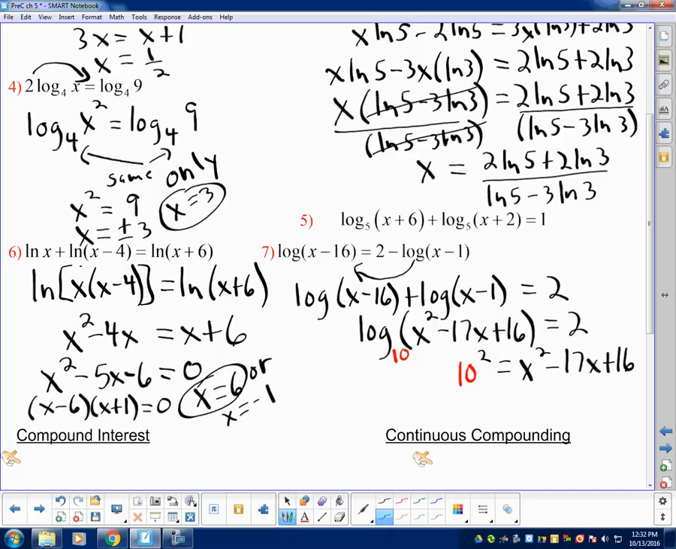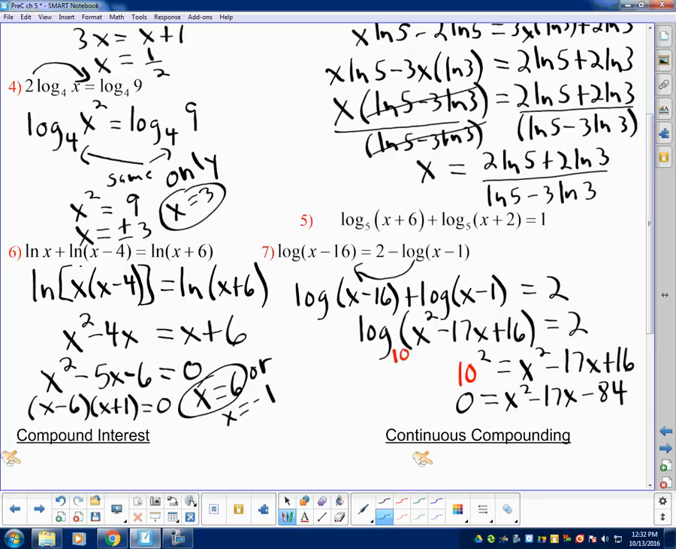10 squared is 100, so I get 0 equals x squared minus 17x minus 84. I hope that's factorable. If it's not, I'm going to assign James to do the quadratic formula. Is it factorable? Are you ready to jump in and start the quadratic formula yet? He already did it. I don't want to do the quadratic formula. I hope it's factorable. It is factorable.